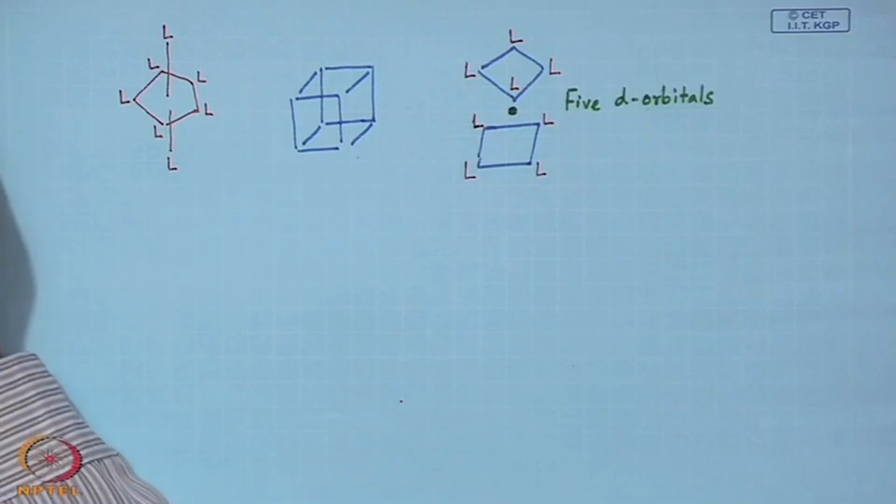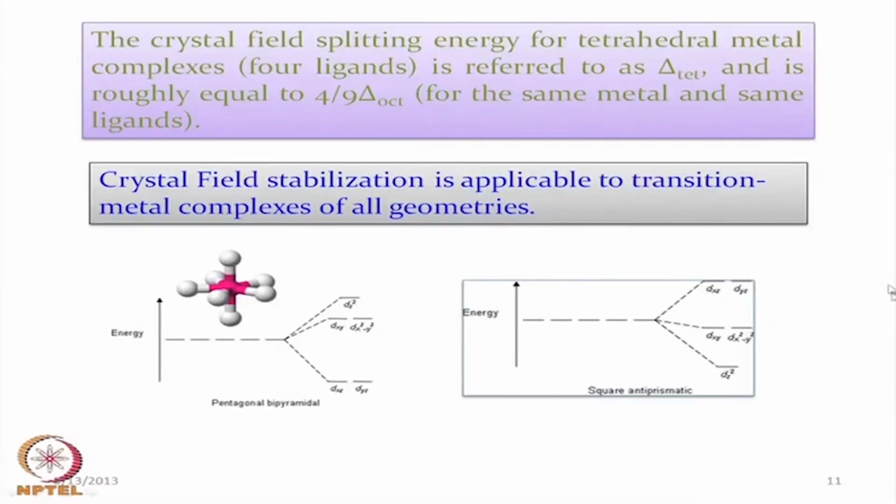And we get some kind of interactions where the orbitals which were mostly stabilized in the pentagonal bipyramidal geometry will be destabilized in this particular case. That means dxz and dyz are mostly destabilized. Then we have the dxy and dx square minus y square, and finally the most stable arrangement is dz square, because this will not face any of the ligands in the square antiprismatic geometry.